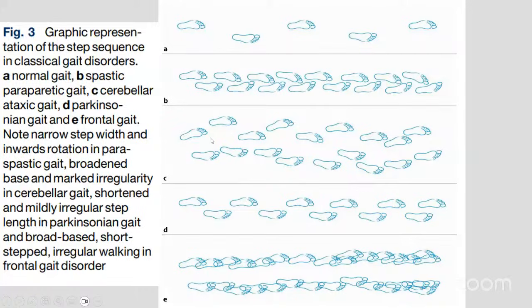Next shows the cerebellar ataxic gait, here we can see the Parkinsonian gait, and this represents the frontal gait. There is a narrow step width and inward rotation in the paraspastic gait. We can see the inward rotation, broadened base in the cerebellar gait, and marked irregularity is also seen in the cerebellar gait. Shortened and mildly irregular step length in the Parkinsonian gait, and broad-based, short-stepped irregular walking in the frontal gait we can see.